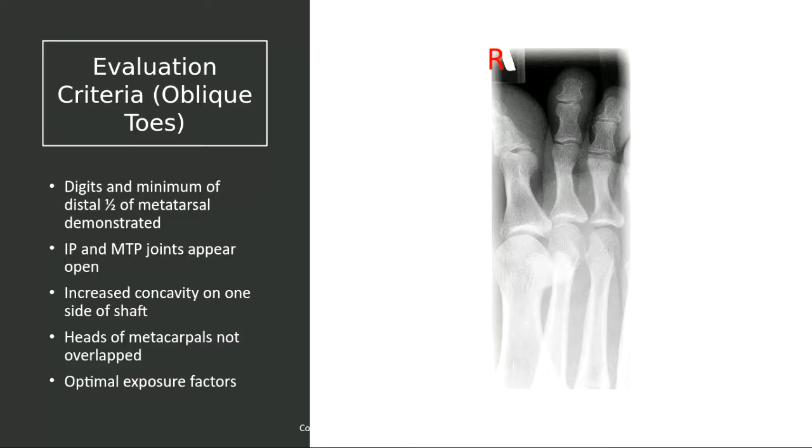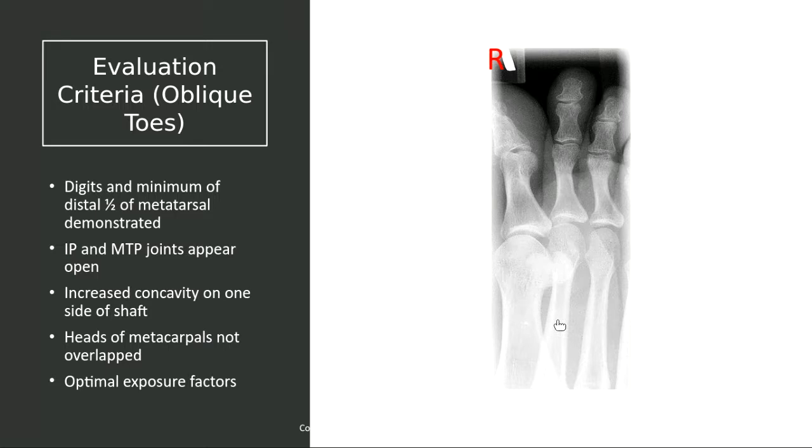When you look at the images, now I added this in just so you could see that they kind of, I mean, you really wouldn't be able to tell what that marker was. So I added this right marker in because it should hang toes up and read correctly for the radiologist. So with toes, you need the digit and a minimum of the distal half of the metatarsal. You need the interphalangeal and metatarsophalangeal joints to appear open.